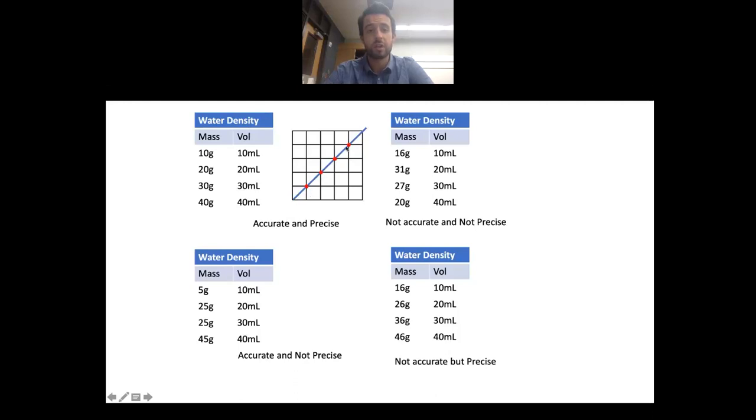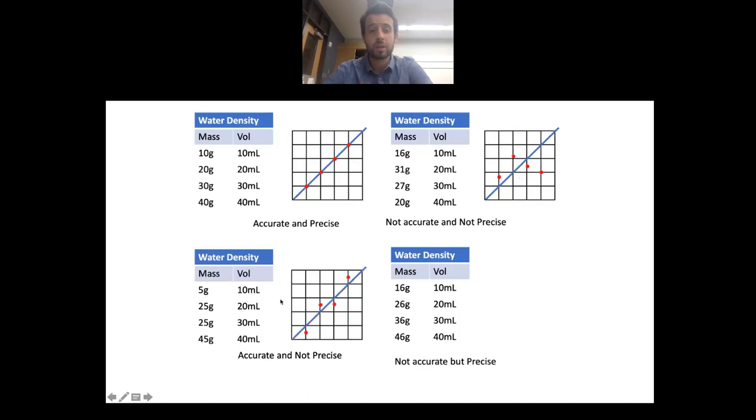This would be accurate and precise. All 4 dots are right on the line. Not accurate and not precise. Notice how these 4 dots don't follow any sort of trend whatsoever. For accurate but not precise, notice how some dots are above the line, some dots are below the line. This is kind of what your data will look like. Hopefully it'll be mostly accurate and mostly precise, but you'll probably have some dots that fall above and below the line when you do this in an actual experiment. Depends again on how accurate your measurements are.